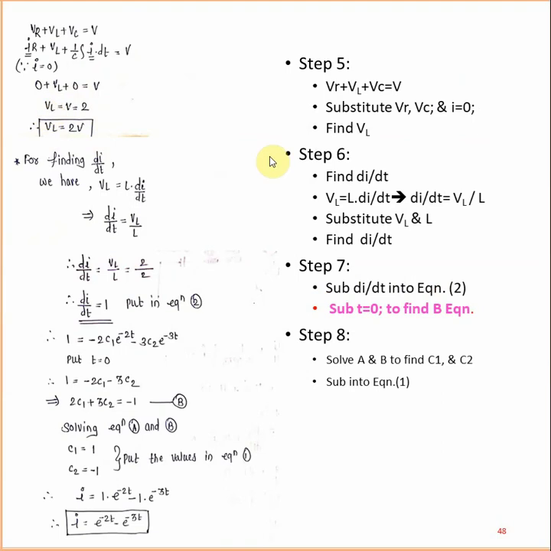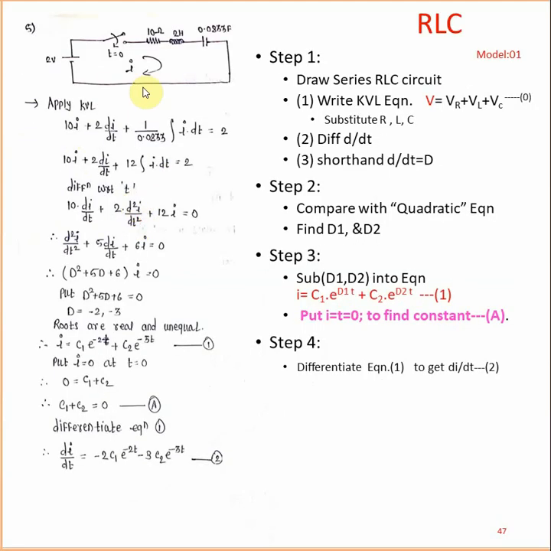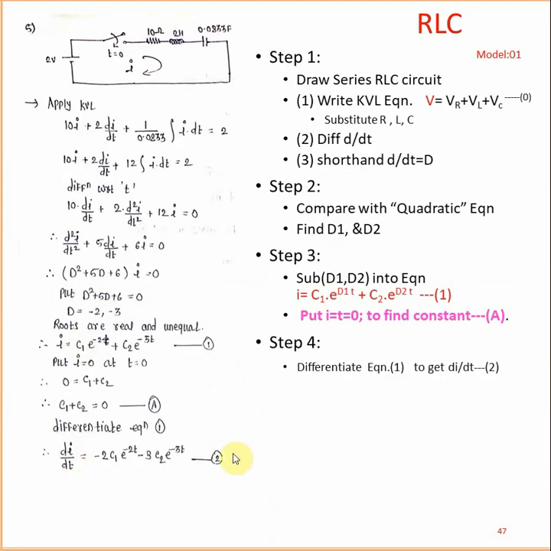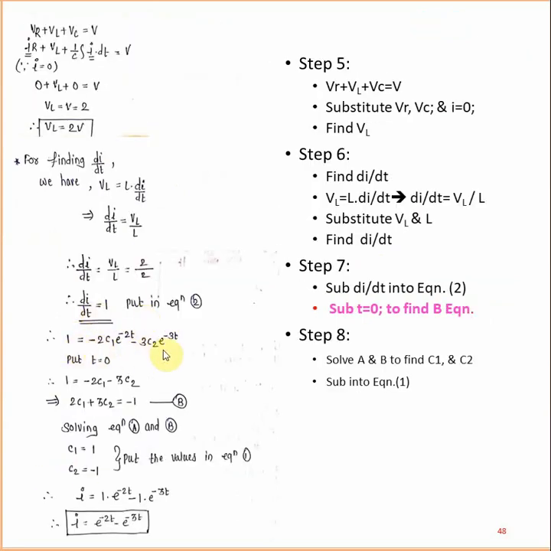So I got it. Then next, find di by dt. VL is equal to L dot di by dt, so di by dt is VL divided by L. Now you already found VL. Substitute VL 2 volt divided by L value, L is 2 Henry. So 2 by 2 answer is 1. So you found di by dt is 1. Put it into equation number 2, substituting 1 in its place.